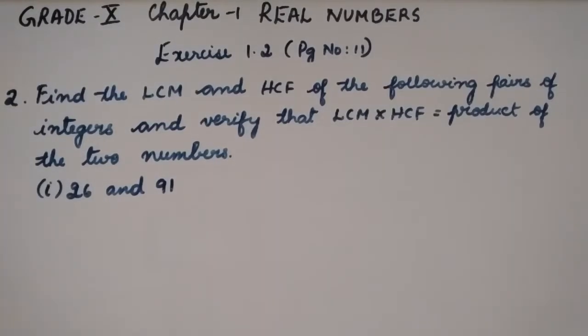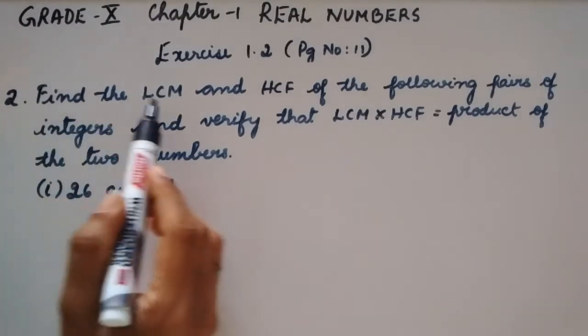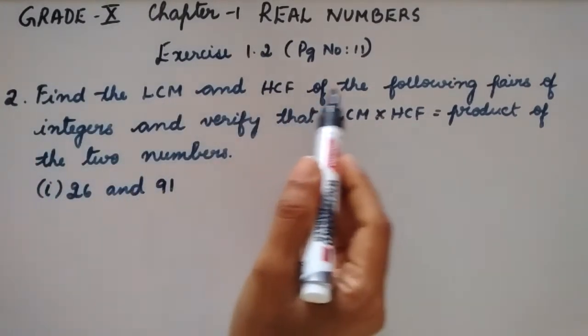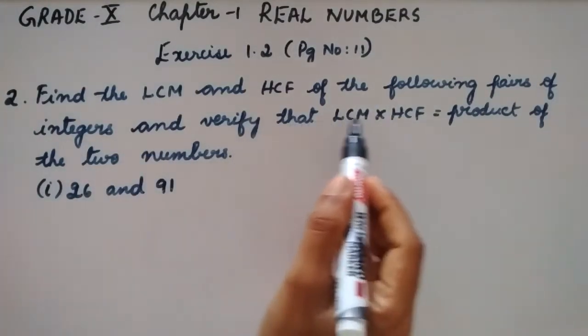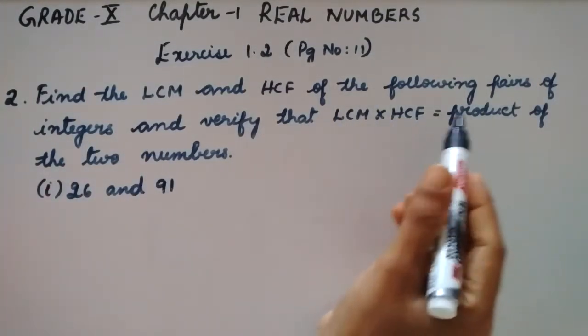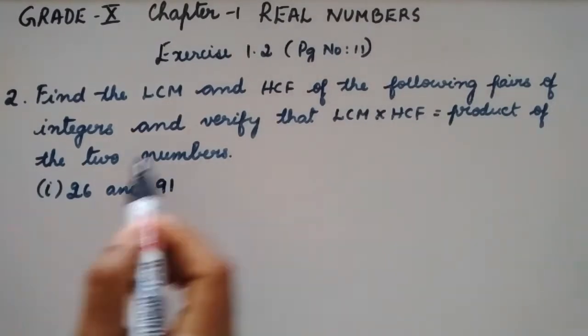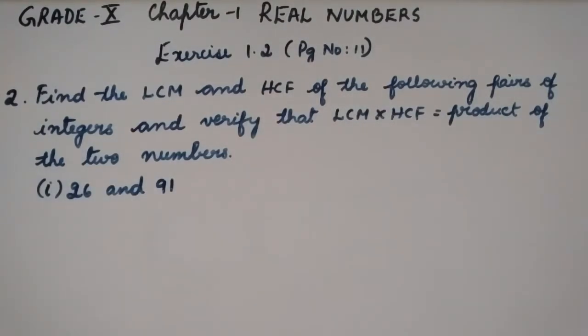Grade 10, Chapter 1, Real Numbers, Exercise 1.2, page number 11 of your mathematics textbook. Question number 2. Find the LCM and HCF of the following pairs of integers and verify that LCM into HCF is equal to product of the two numbers.